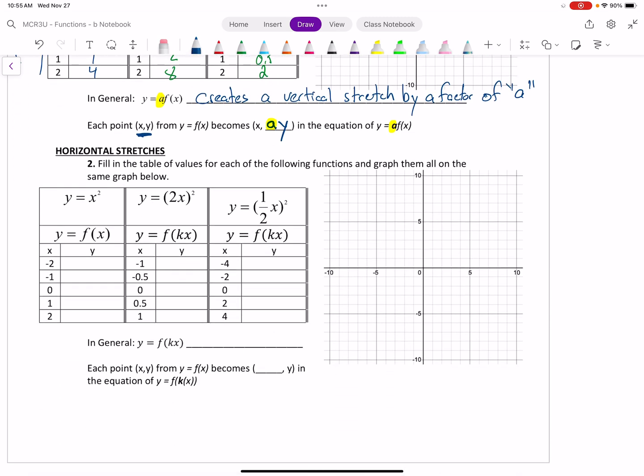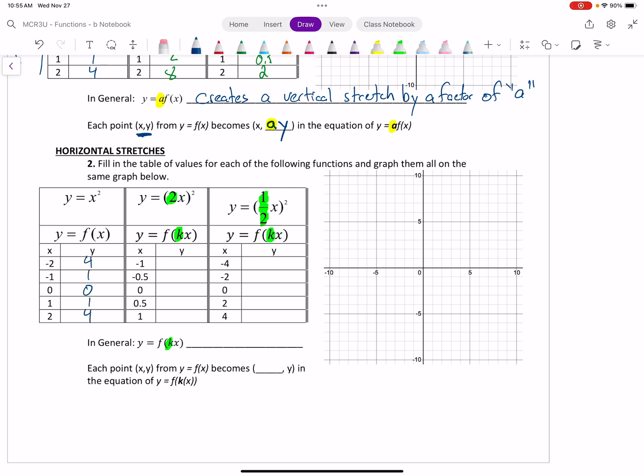What gets a bit trickier is when this value is inside of the function. And so notice here now, this 2 and this 1/2 is inside of the brackets. Now I'm going to call this thing something else because it affects it differently. And we call this the k value. And so when I do this one, we'll again take our key points.